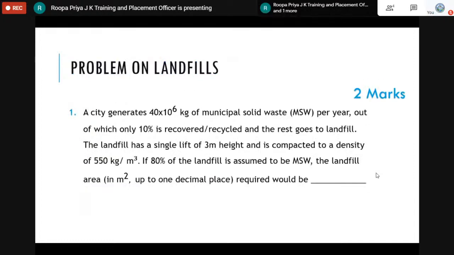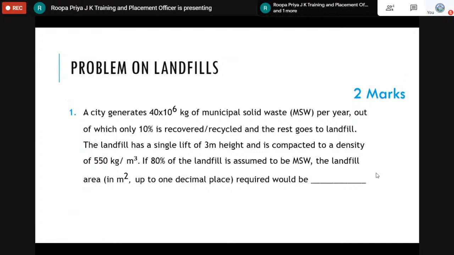There are a few problems on landfills, which are given in some of the question papers. So let us now take up a few problems on landfills. The question goes like this, and it carries 2 marks. A city generates 40 into 10 to the power of 6 kg of municipal solid waste per year, out of which only 10% is recovered or recycled, and the rest goes into the landfill.